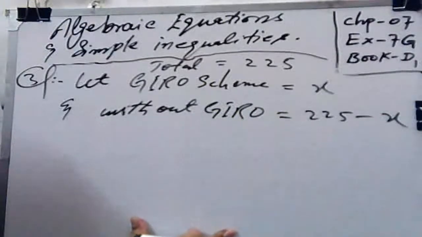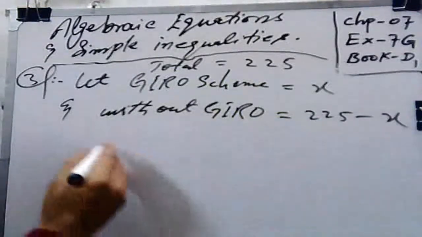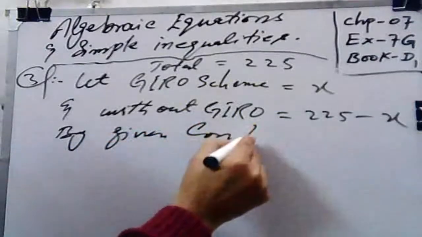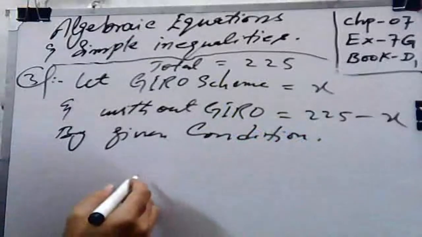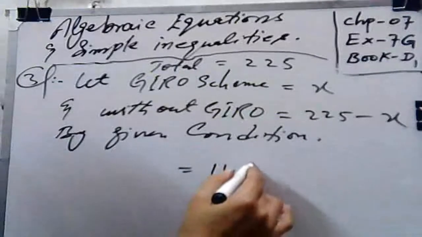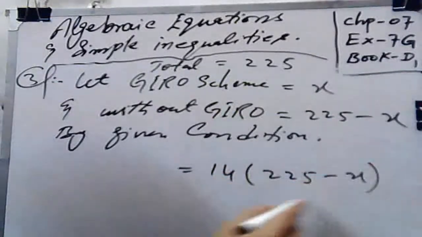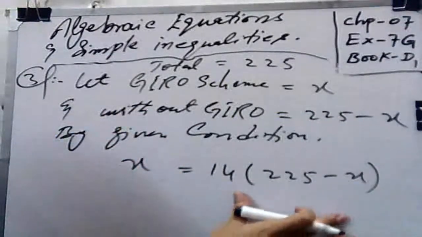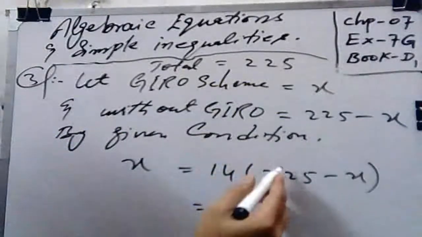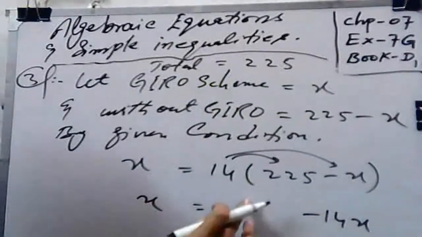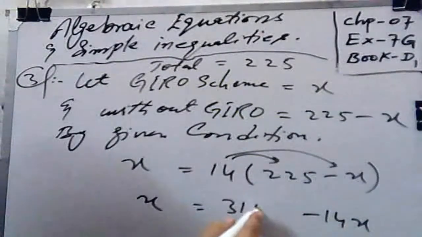Now if we read the statement once again carefully, the scheme is 14 times the number of people. So by the given condition, we should use 14 times. So it means the without-scheme number, 225 minus x, multiplied by 14, is equal to the with-scheme number. So the scheme is x and without the scheme is 14 times. That is your given condition. Simplified, 14 multiplied with this, after multiplication you will get 3150.